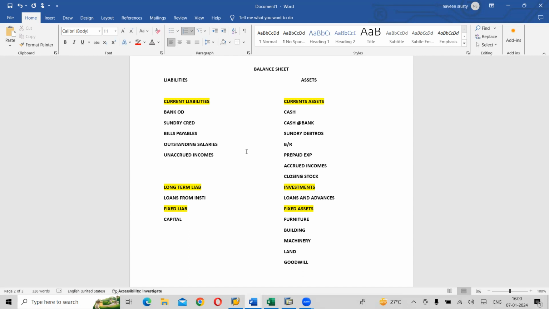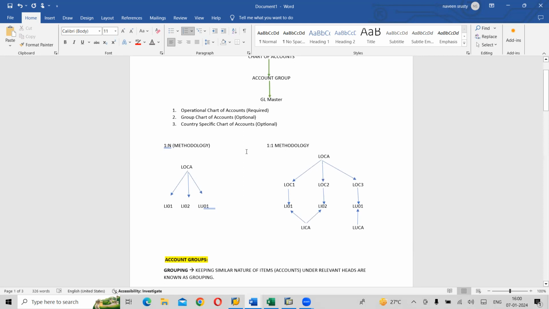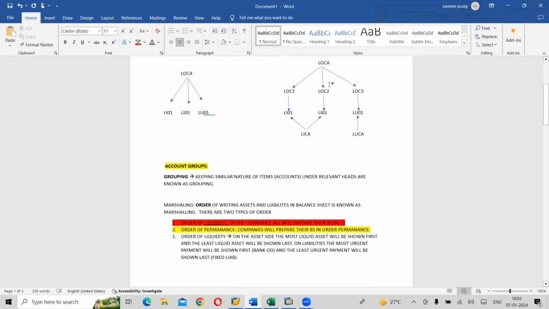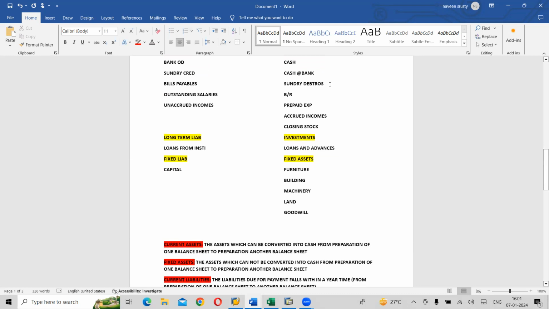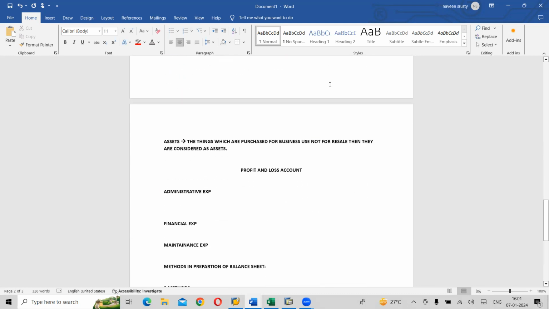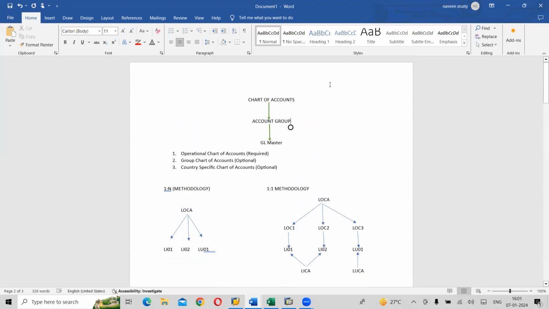Any questions? Okay, so this is about your, as we discussed, chart of accounts. So this is the account group. Why the account group? We are going to create similar nature of groups first: current assets, current liabilities, long-term liabilities, sundry debtors, fixed liabilities, fixed assets, cash and bank. Those nature of account groups we will create, and under account groups we will create the ledgers.